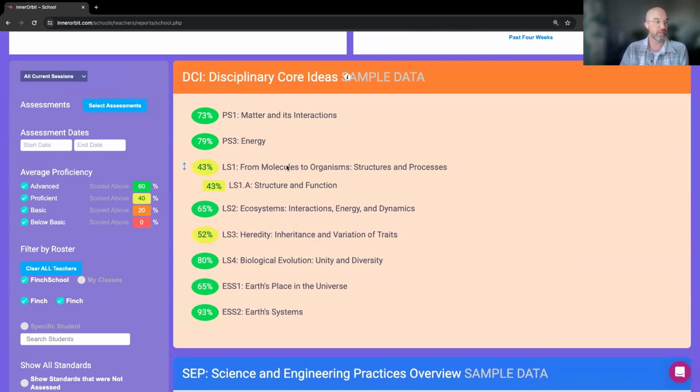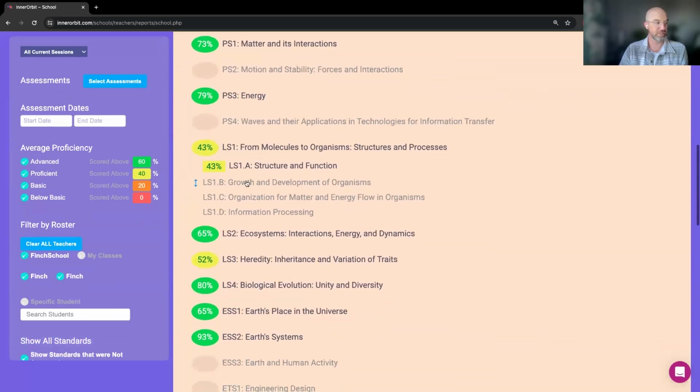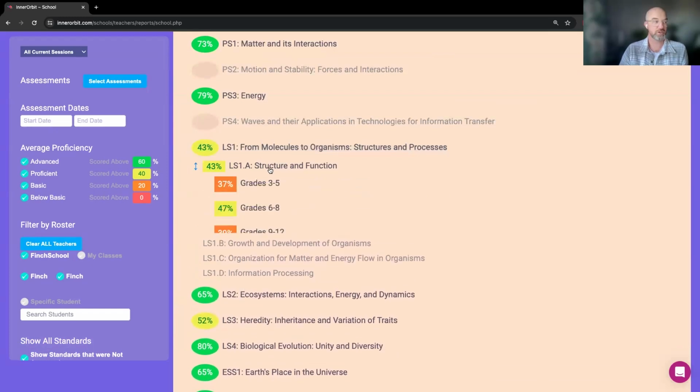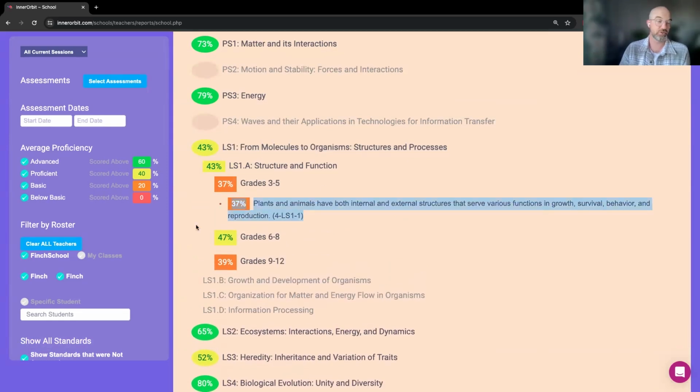In this way, we can dive into something like LS1, and I'm going to click a button down here that says Show All Standards. This is our dimensions report, which looks at the different dimensions of the standards. Let's just say we ask some knowledge-only questions about structure and function. We do have prior knowledge questions, and we have questions from grades 3 through 12. So if I was a middle school teacher and I asked prior knowledge questions from elementary school, I might find that students are struggling with this element of this DCI, which is that plants and animals have internal and external structures that serve various functions in growth, survival, behavior, and reproduction.